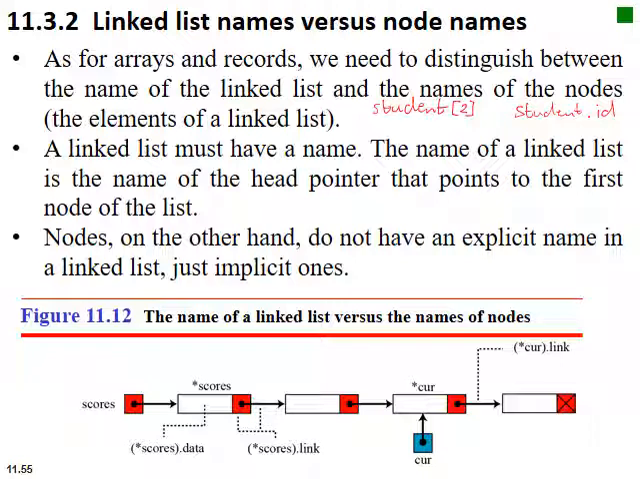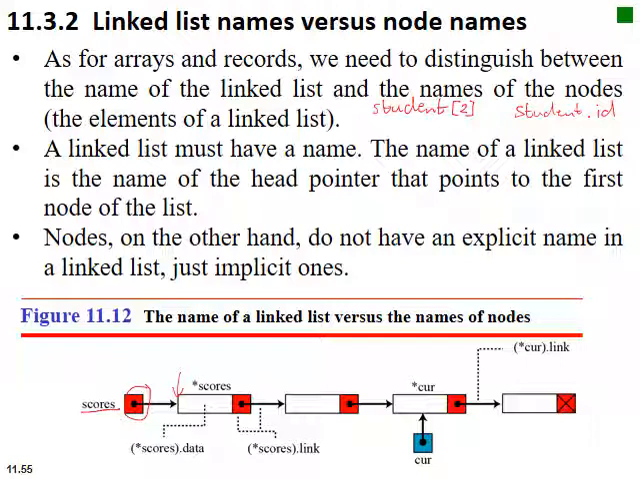How then do we refer to a specific node in a linked list? And a linked list, we know, first of all, must have a name, scores, and that's basically the name of the variable of the head pointer. So it's basically the name of that variable is called scores, which we know is the address of the first element, pointing, in other words, to the first node over there.